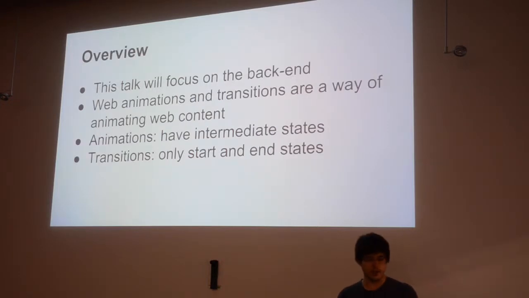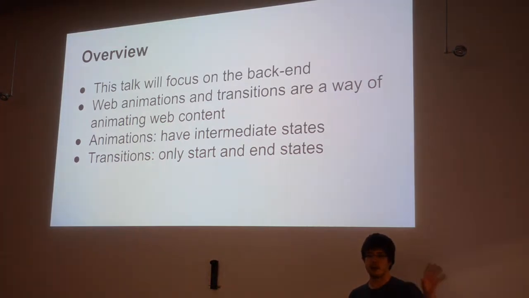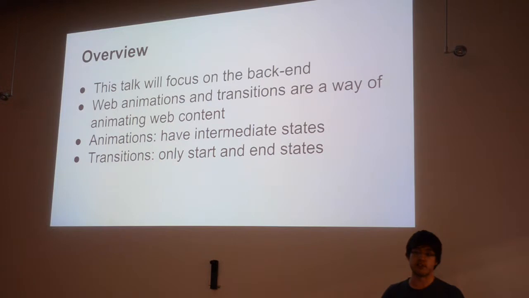Just a quick overview. As I said, this is going to focus mostly on the back end and how browsers render these things. You might be wondering what the difference is between animations and transitions. An animation is something that can have intermediate states. When we animate web content from one point to another, if we're animating a box, we might have a box here, and then it goes up here, and then down here, and then up here. That would be an animation, because we have intermediate states that are not just going from one point to another. On the other hand, transitions are designed to go from one spot to another. I'm going to go into more detail on this later and on how we actually use these things.